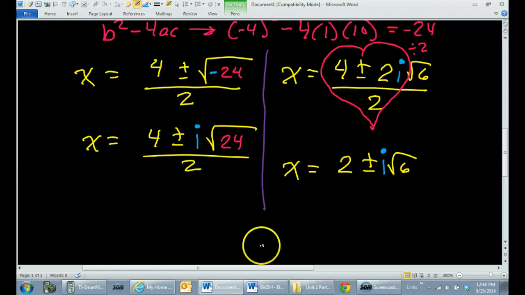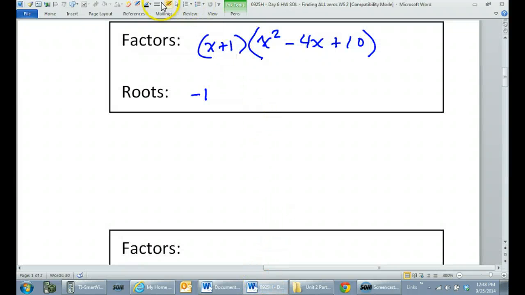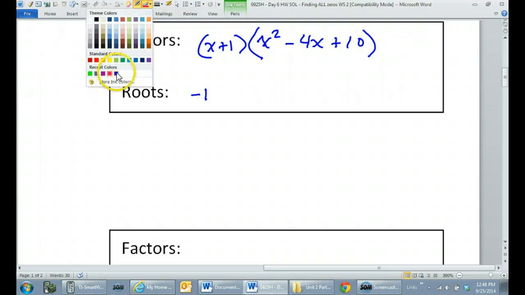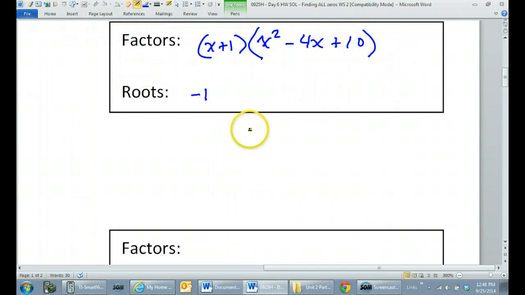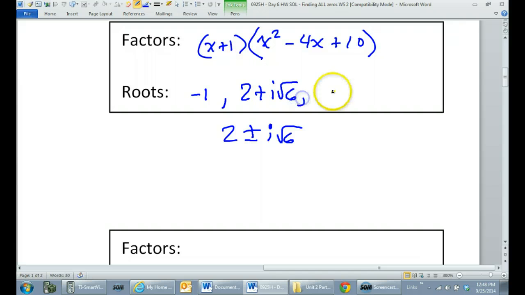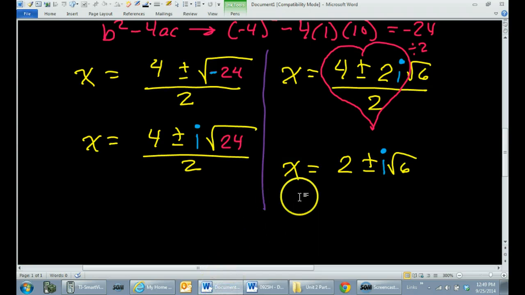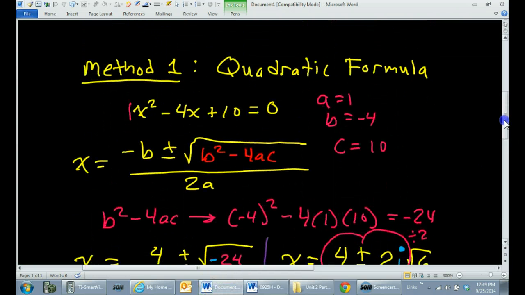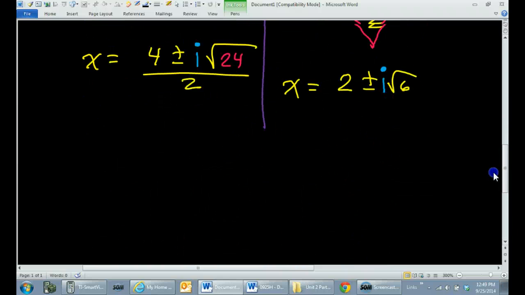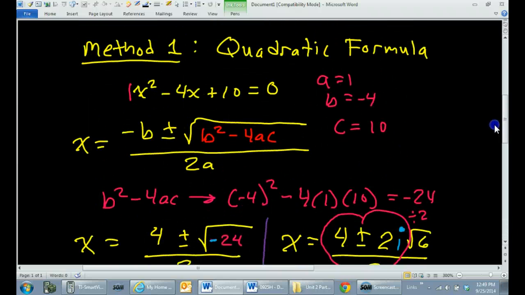Okay, so let's get that back to the paper. So setting this equal to 0 and solving, we got 2 plus or minus i radical 6. And that's going to give us 2 plus i radical 6 and 2 minus i radical 6. Now, I said there were 2 methods of doing this, and that was just the first method. That's your quadratic formula. The other method of doing this is completing the square.